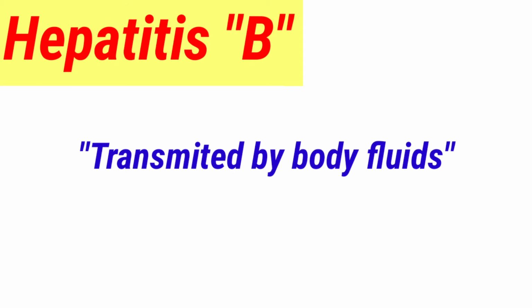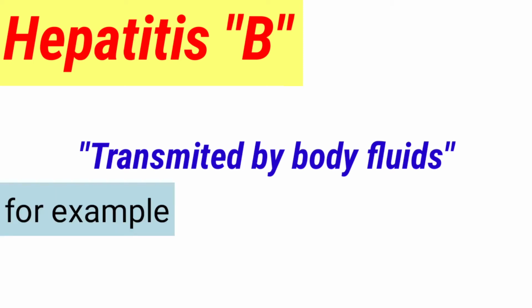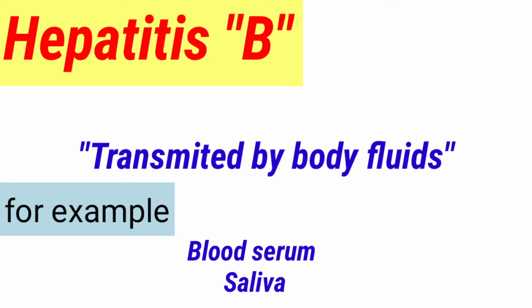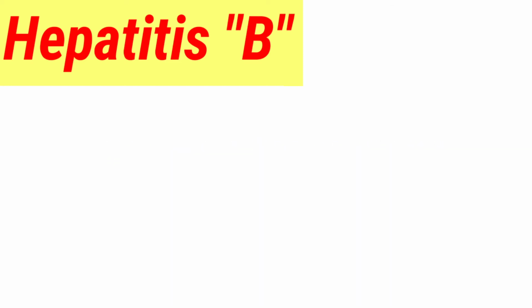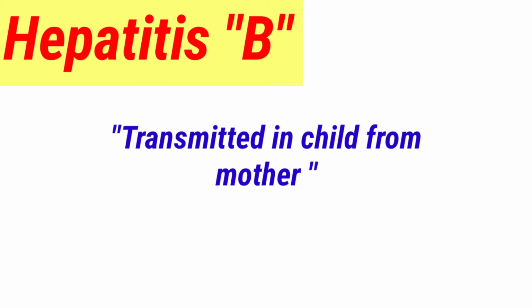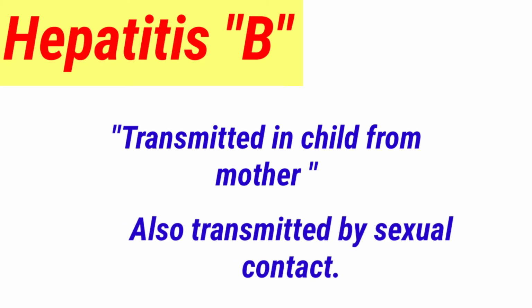Hepatitis B is transmitted by the exchange of body fluids, for example, blood, serum, saliva, etc. It can be transmitted to the child from the mother. It can also be transmitted by sexual contact.